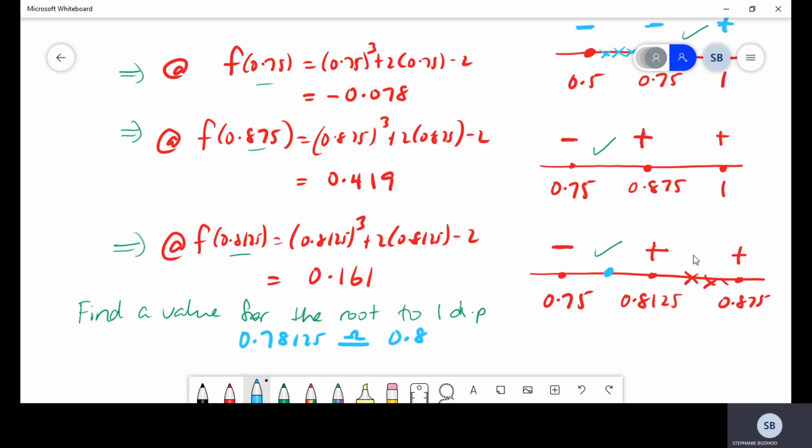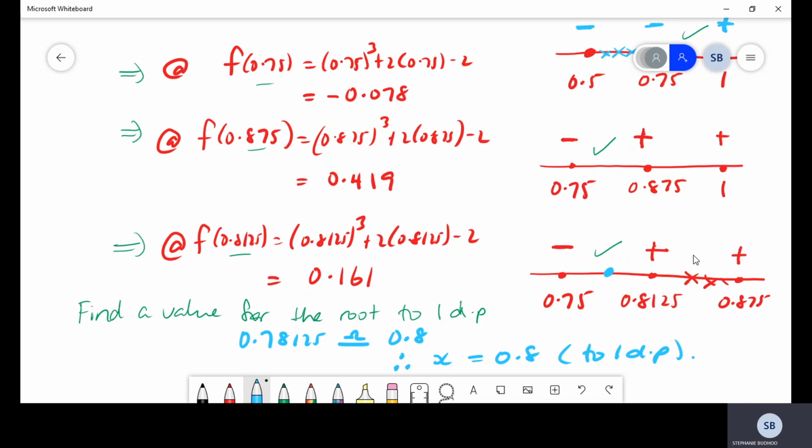And of course, there's going to be a change in sign. So seeing that as we progress, the values of x are getting closer and closer to 1 decimal place to be 0.8, what we are going to say is that, using this method, we have found that the value of the root comes closer and closer and approaches a value of 0.8. Therefore, our root x must be approximately 0.8 to 1 decimal place.